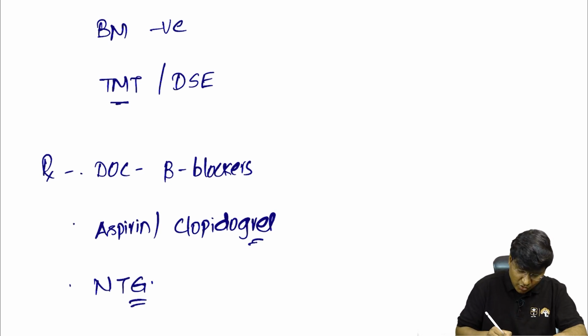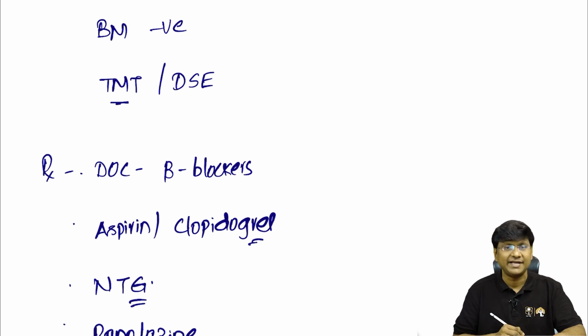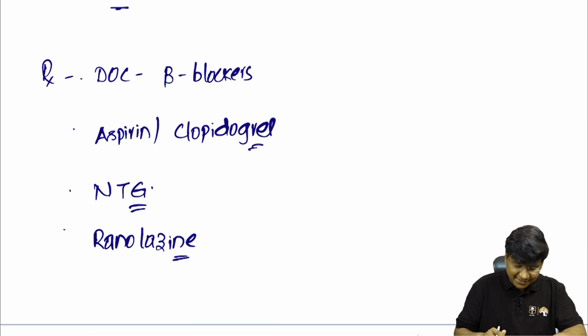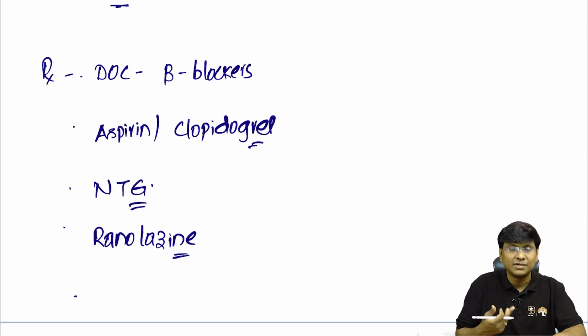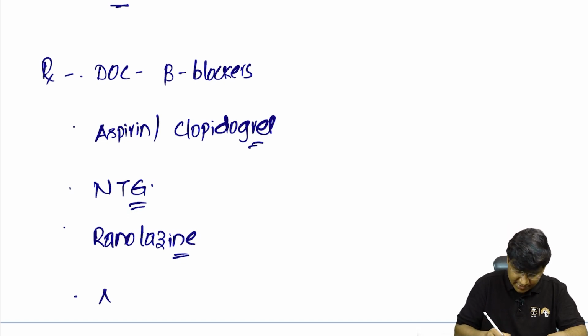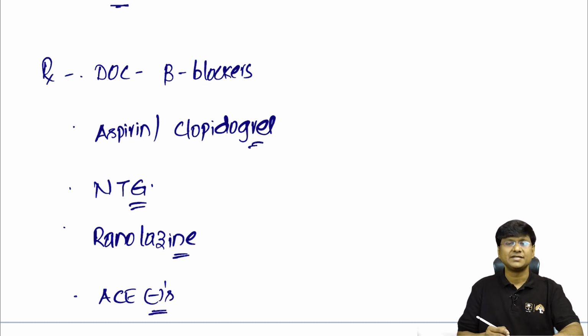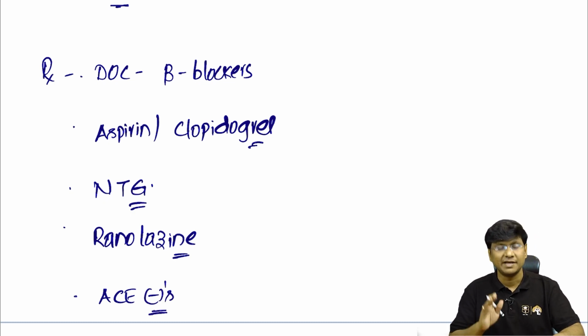And in case of chronic angina, another important anti-anginal drug that we have is ranolazine. So ranolazine is also an anti-anginal drug. And the other drugs which can be given to improve the cardiac activity or to reduce the mortality are the ACE inhibitors, right? ACE inhibitors or angiotensin receptor blockers can be given, right?